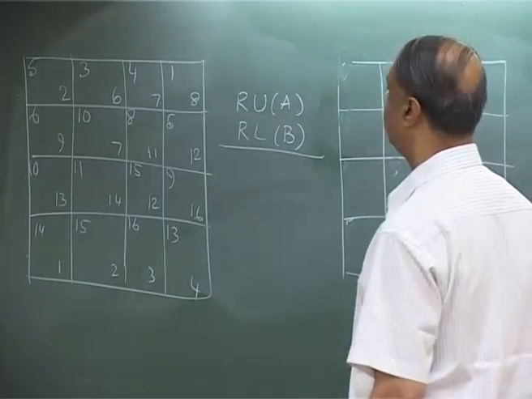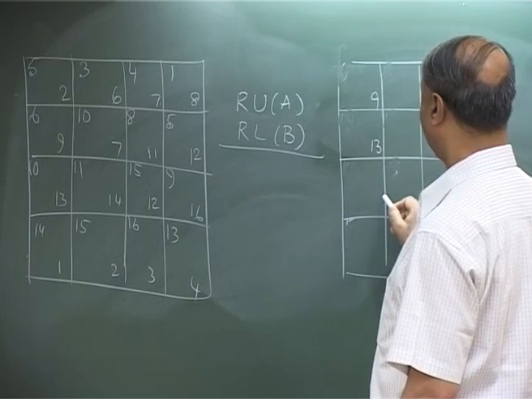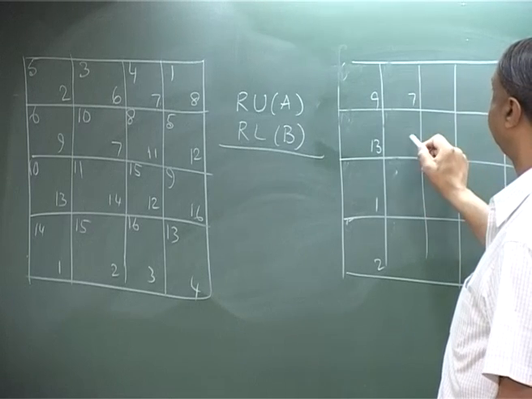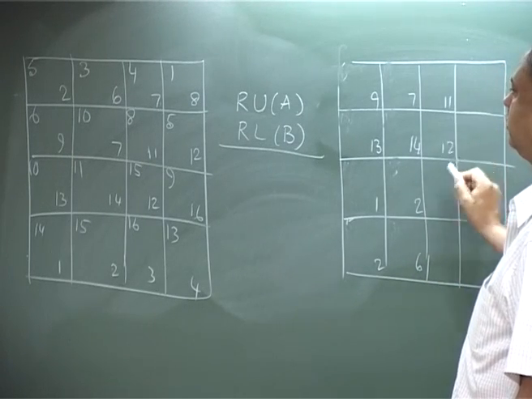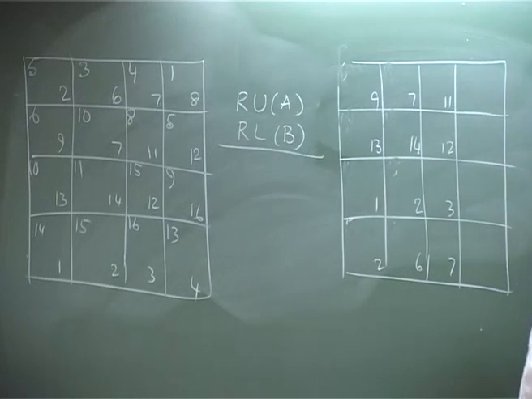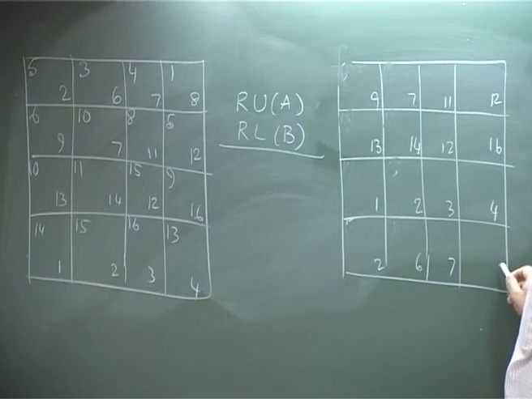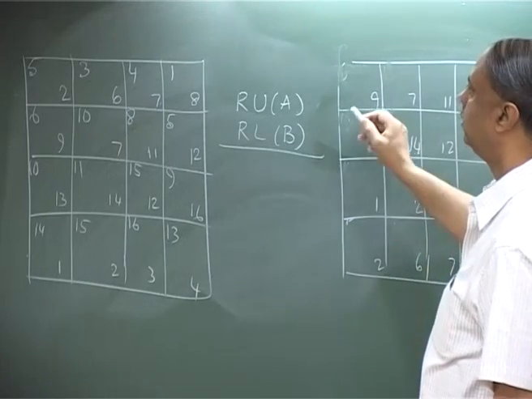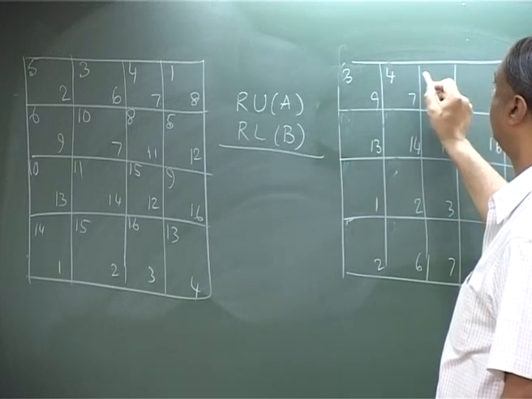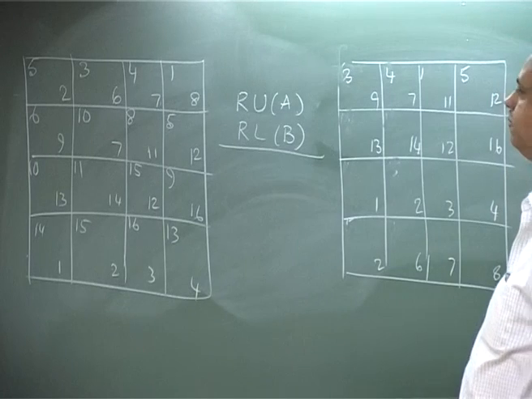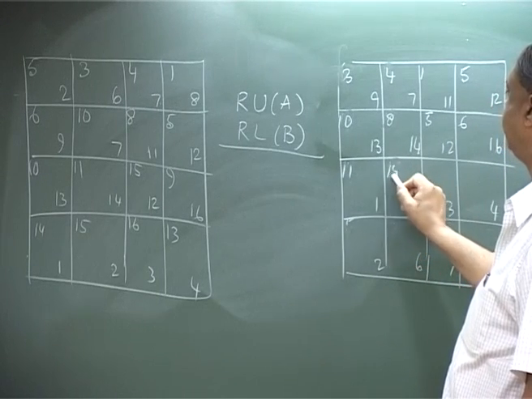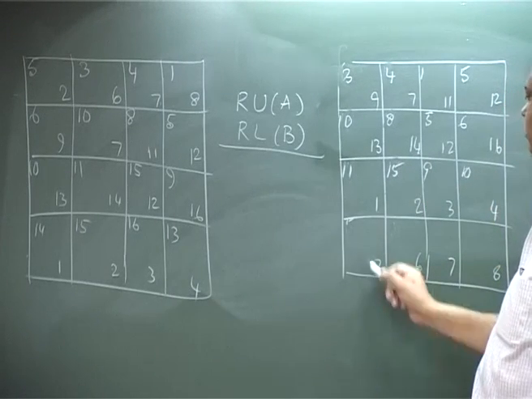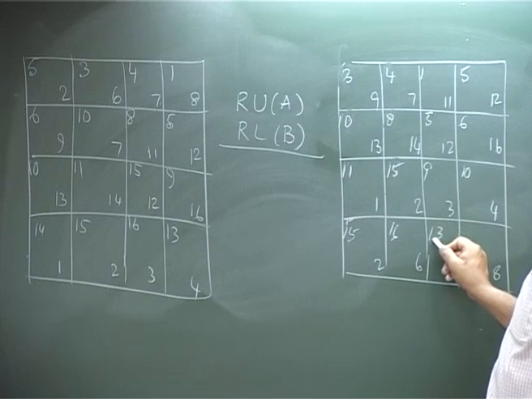Rotate up is A. A is 9, 13, 1, 2, 7, 14, 2, 6, 11, 12, 3, 7, 12, 16, 4, 8, and this side is 3, 4, 1, 5, 10, 8, 5, 6, 11, 15, 9, 10, 15, 16, 13, 14.